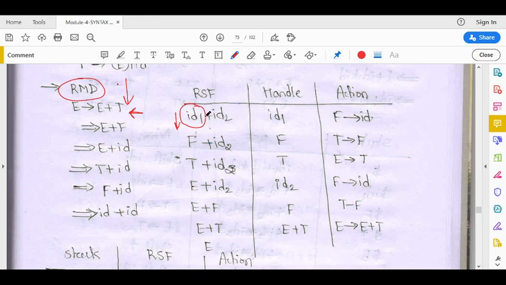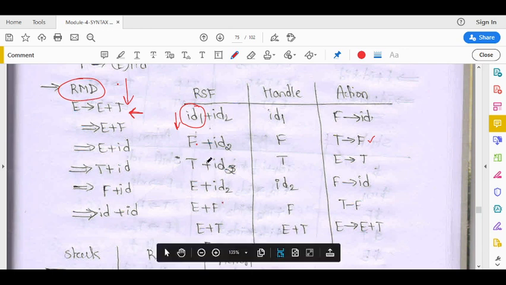In this case, I have id1 plus id2, so I have a production f tending to id. So reducing this id to f. Now you can hear that I am using something called reduce, right? So reducing this id1 to f. Similarly, f is reduced to t, right? From id2, again I am reducing it to f. Sorry, from f I am reducing it to t.